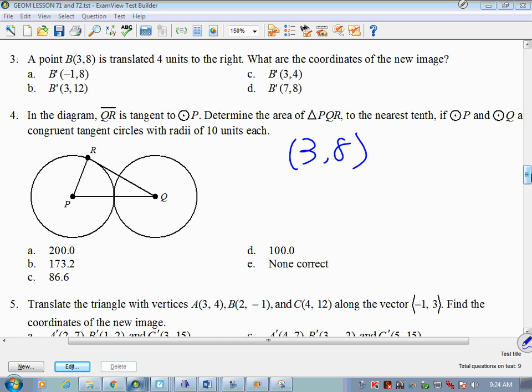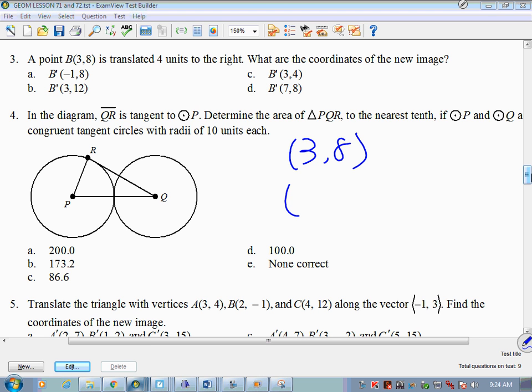(3, 8). What does 3 represent? What kind of value? It's my x value, which is my horizontal movement, correct? And 8 represents what value? Y value, which is what kind of movement? Vertical, up and down. So if it says point B (3, 8) is translated 4 units to the right, which one am I moving, my x value or my y value? X. So if I'm moving 4 units to the right, am I adding or subtracting? Adding.